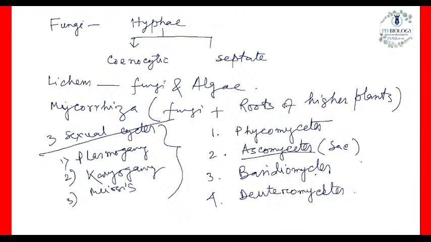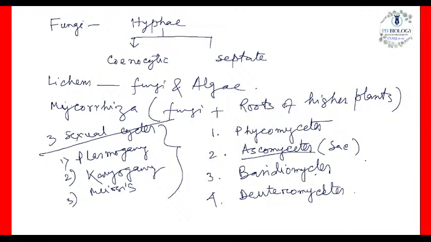Basidiomycetes are mushrooms and puffballs. Some live as parasites on plant bodies, causing rust disease and smut disease. Their fruiting body is the basidiocarp, in which basidia are arranged. Agaricus, Ustilago, and Puccinia are under Basidiomycetes.